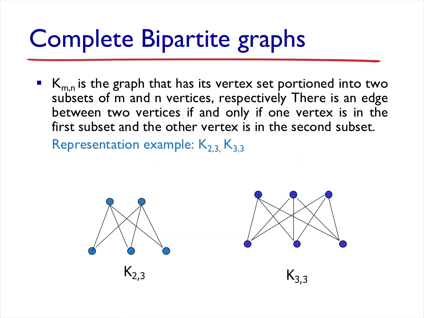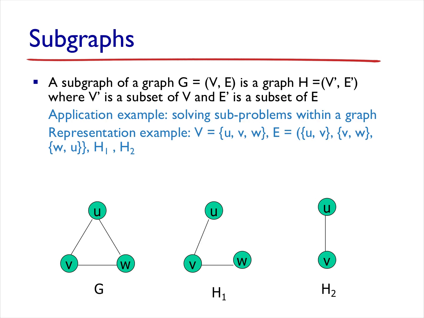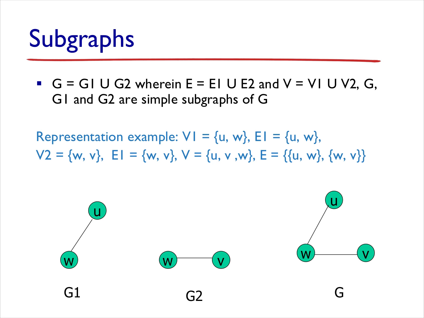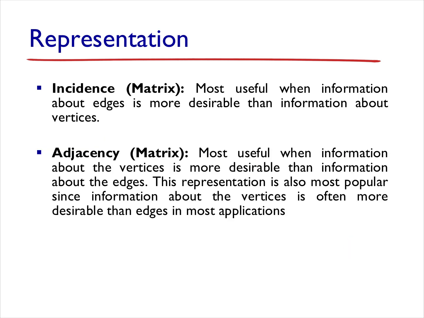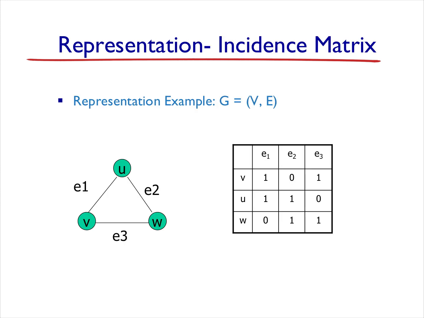Next, a subgraph of a graph is composed of a subset of the vertices and the edges. And you can do a union of subgraphs so that you can construct a super graph of those. Then there are two ways to represent graphs, either using the incidence matrix or the adjacency matrix. The incidence matrix is the representation we have here, where the columns are the different edges and the vertices are the different rows, right?